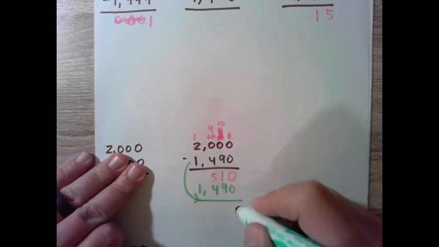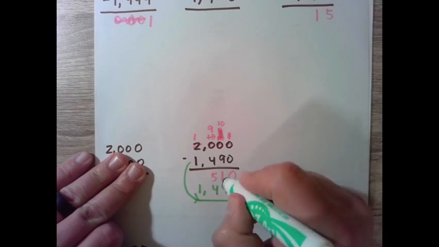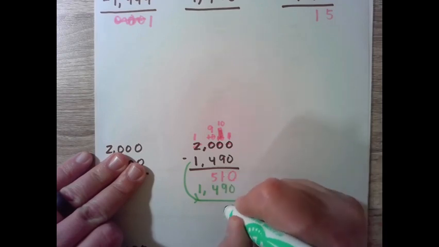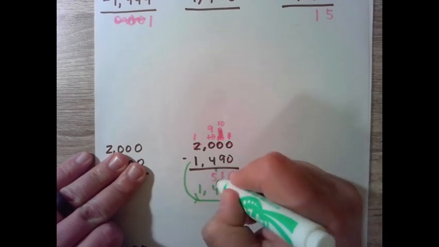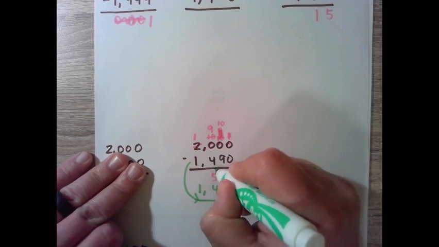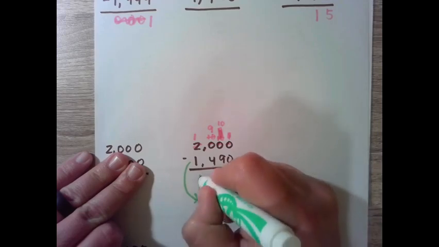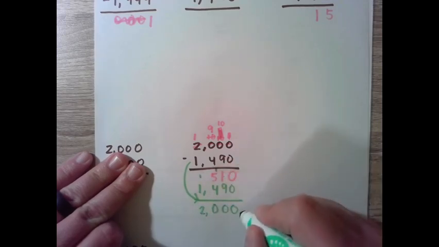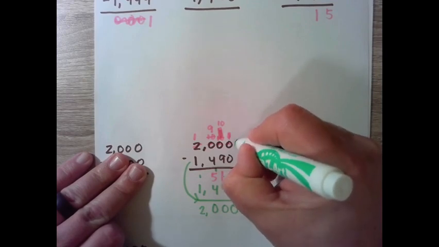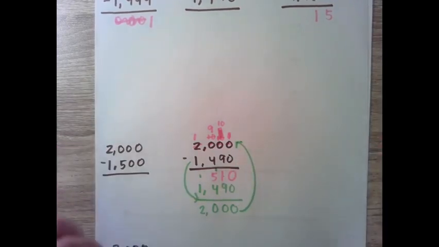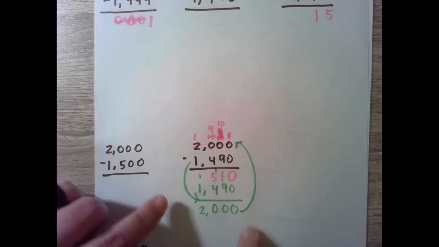0 plus 0, 0. 1 plus 9 is 10, carry the 1. 4 plus 1, that's 5, and then I know 5 and 5 is 10, so again, 1 plus 1 is 2. And then there you have it. 2,000 matches what we started with up here. So that's just another strategy to check your work by using adding.